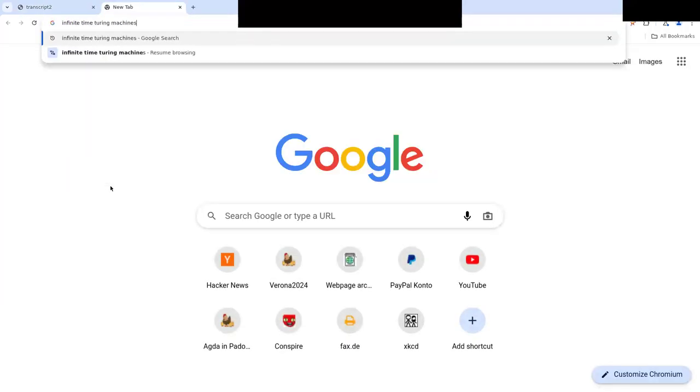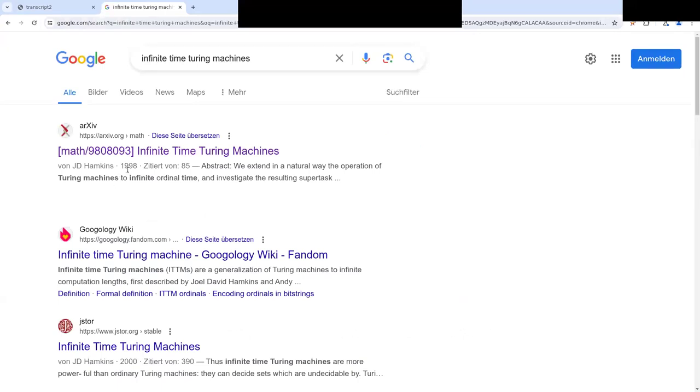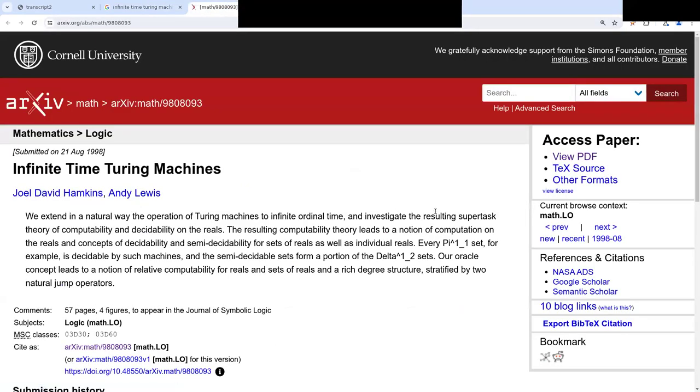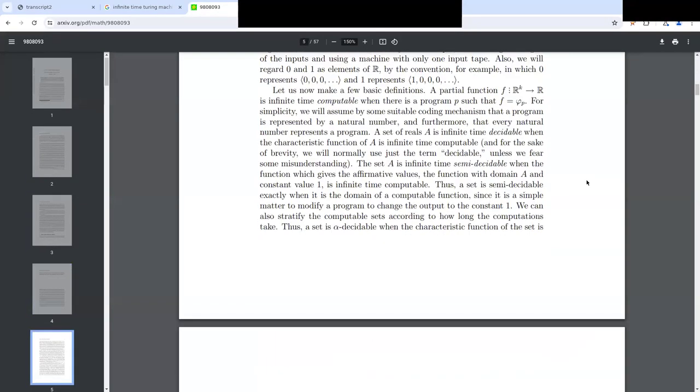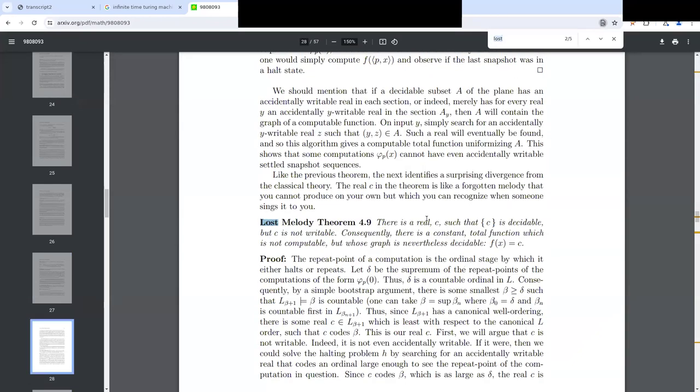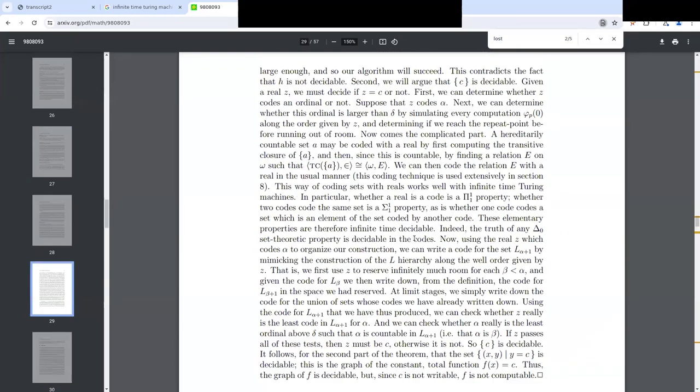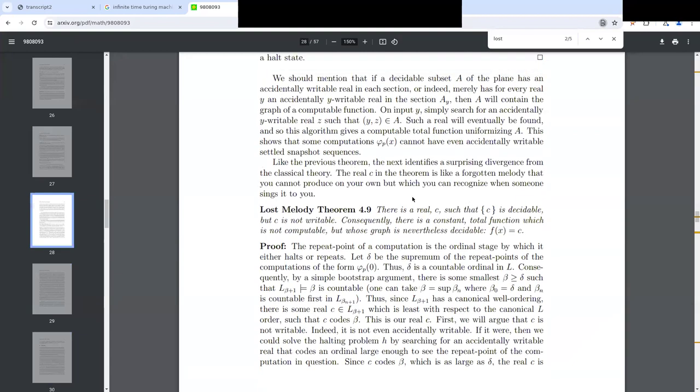there are a couple of papers, but there are two introductory papers, and one is this one by Joel David Hamkins and Andy Lewis. I think it's a very accessible paper. It doesn't require advanced knowledge. It requires familiarity with Turing machines and familiarity with ordinal numbers, but only more or less on the level which you have encountered in this talk. And then Google for lost melody theorem in this document, and then you have it, theorem 4.9, and here's the proof. It's two pages, but you can totally do it if you want to.